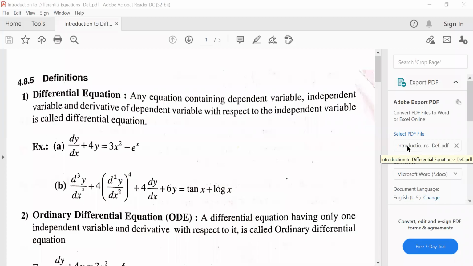Hello everyone. Today we'll discuss the concept of differential equations. So what is a differential equation?